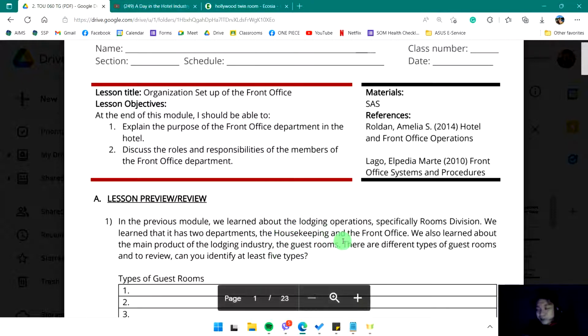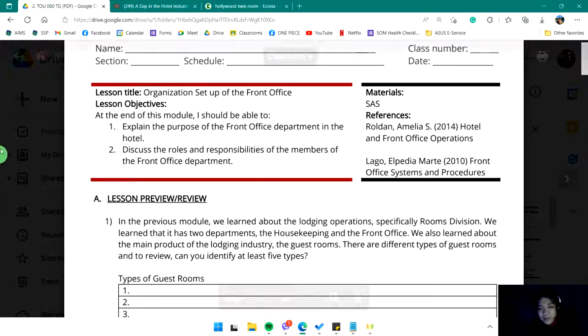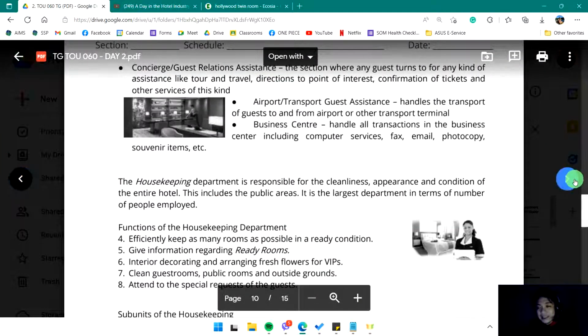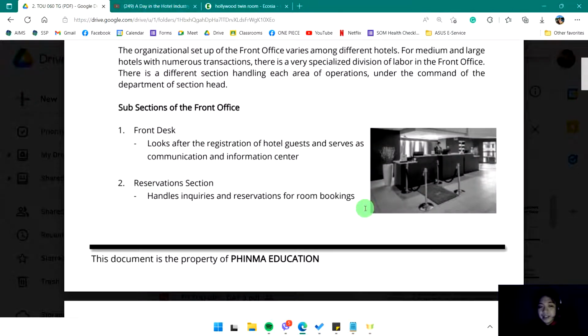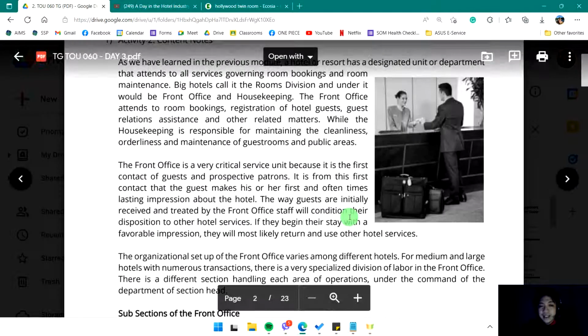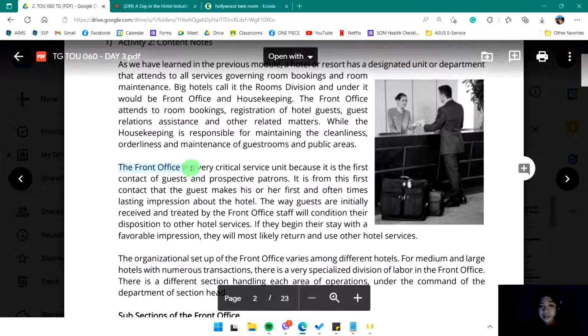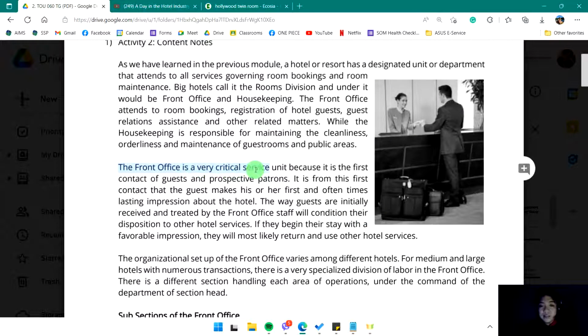Napag-usapan na natin to doon sa previous module natin dito, the setup of the front office natin. So, I'll try to be quick here as much as possible. Again, front office is a very critical service because it is the first contact of the guest and prospective patrons. Sila yung gagawa ng first impression sa ating mga guests. And basically, this can make or break the service that you will render to our guests.